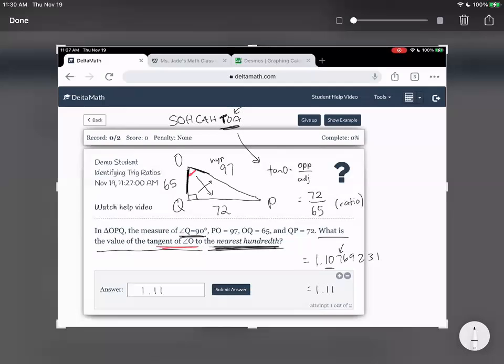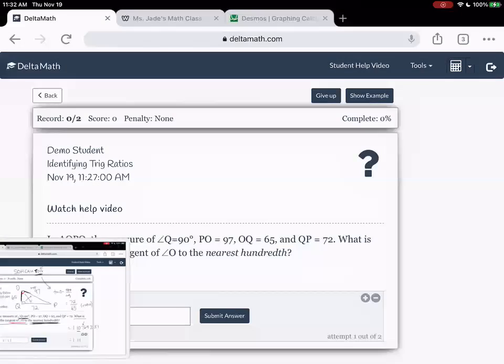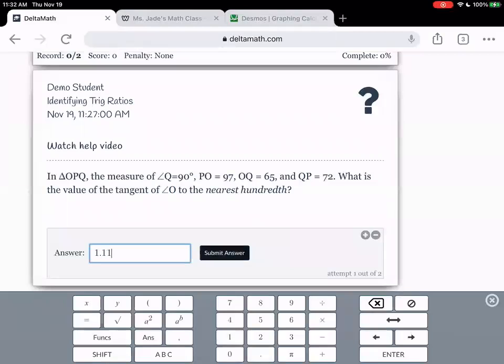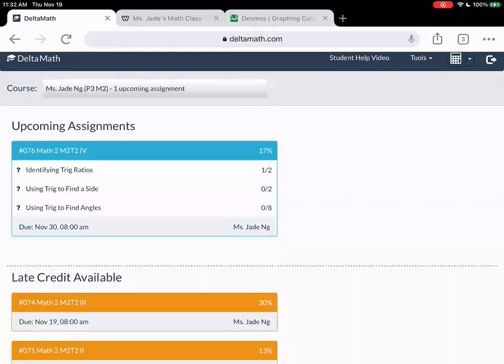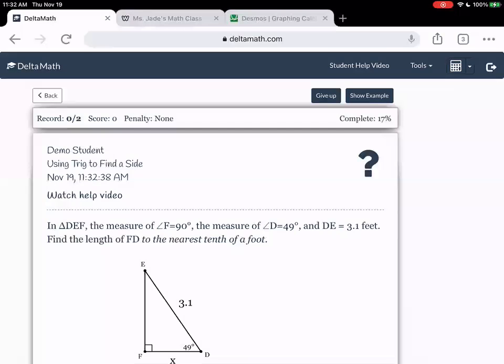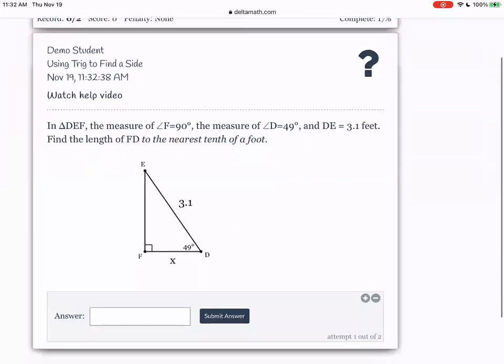Any questions on this review example? Okay, so I'm going to go enter this in. All right, let's go to the next category, using trig to find a side. We've done problems on this before as well. It's just review, so I'm just going to do one example.